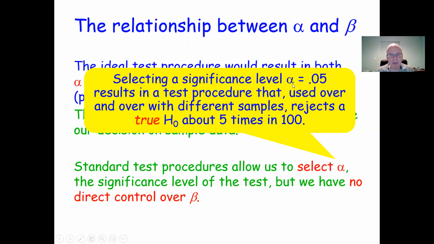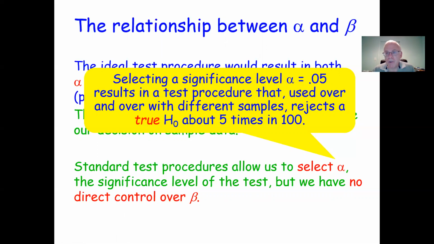So anyway, you select the significance level alpha, 0.05. Again, it could be 0.05, 0.01, some small value. It results in a test procedure that, used over and over with different samples, rejects a true H0 about 5 times in 100. So what does that mean? That means if you ran this procedure over and over again, which you're not going to be doing, but if you did, and you selected alpha equal to 0.05, then in about 5% of those times that you ran this procedure, you would end up with a type 1 error, right? You would end up rejecting the null when the null shouldn't have been rejected.